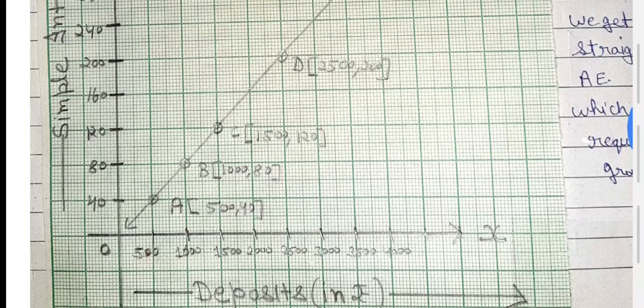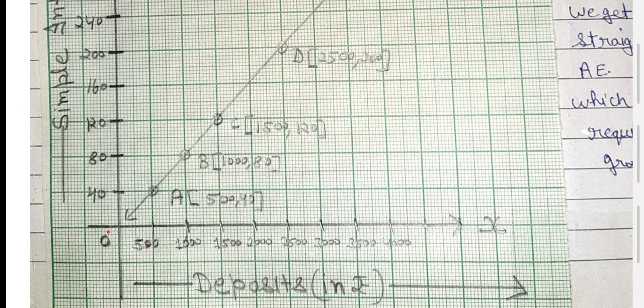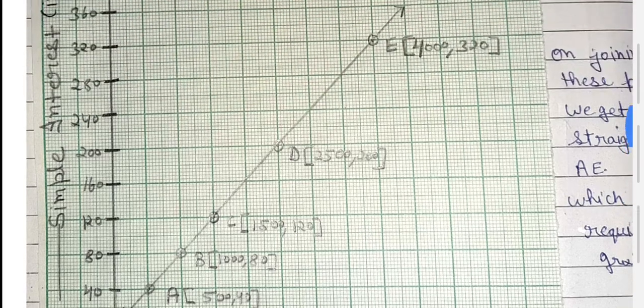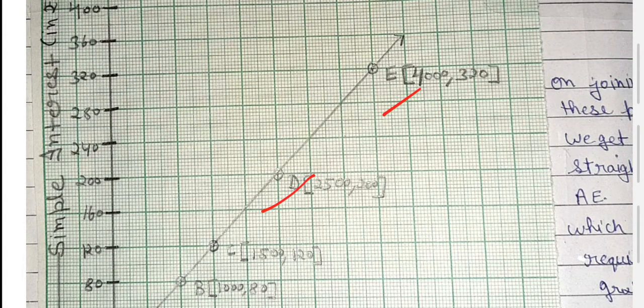The third point is 1500 comma 120. On the x-axis come to 1500, and move up the y-axis to 120 only, so it becomes point C. Similarly, we have to plot point D also and E also.